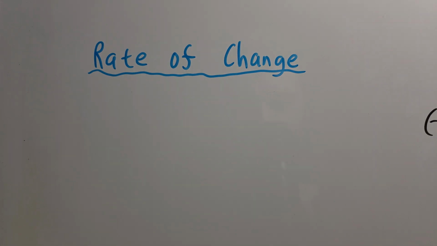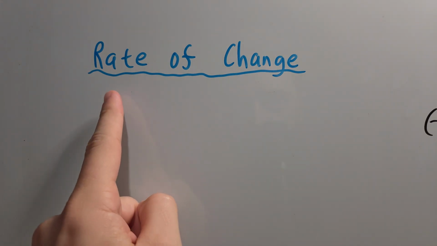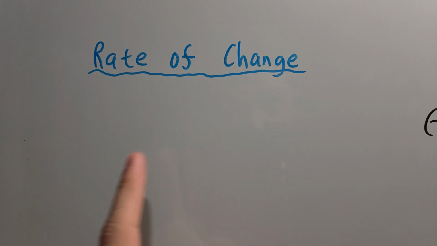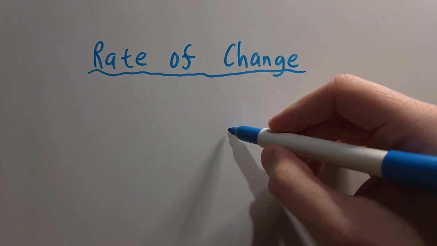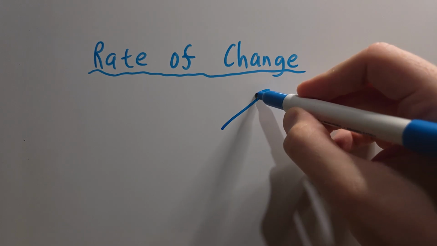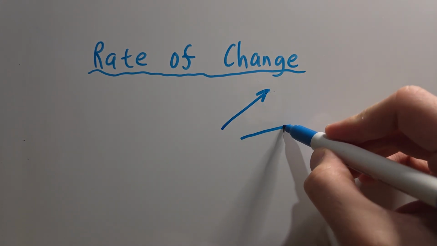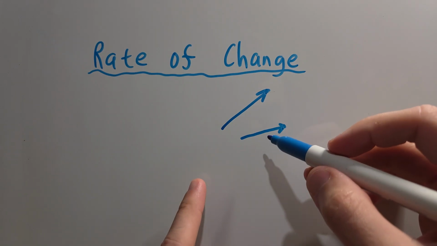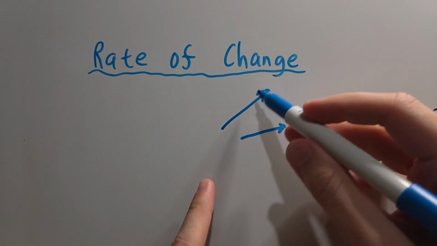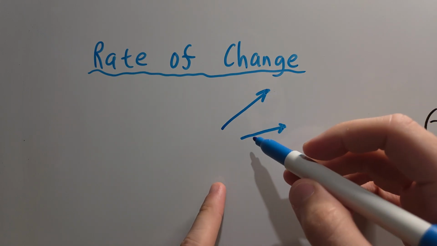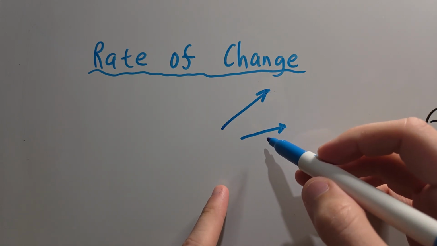Hello everyone, in this video we're going to talk more about rate of change. I'll drop a link for the last video. In that video I talked a little bit about the way that some of these lines we may see will go, whether they're kind of steep or a little bit more flat. A steeper line will typically have a greater rate of change versus one that looks a little bit more flat.